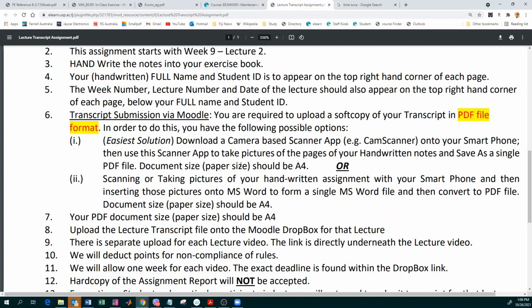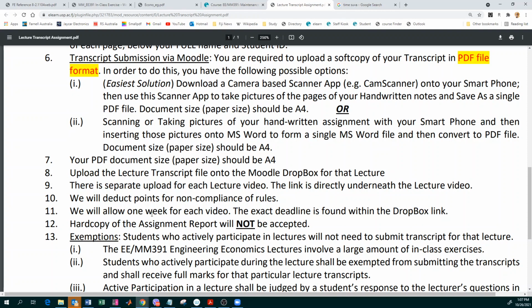You can either paste it into Word, insert those pictures into Word, and then convert that into PDF, or you can download a camera-based scanner app like CamScanner, and then convert those into PDF, right? And then upload your A4 files, your single PDF files onto Moodle, right? So for each lecture there will be a Dropbox, and then you upload that, right?